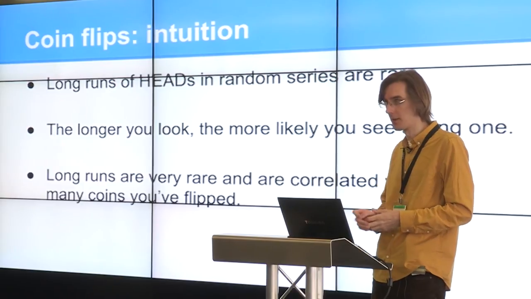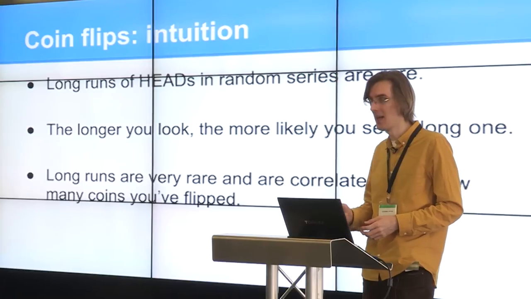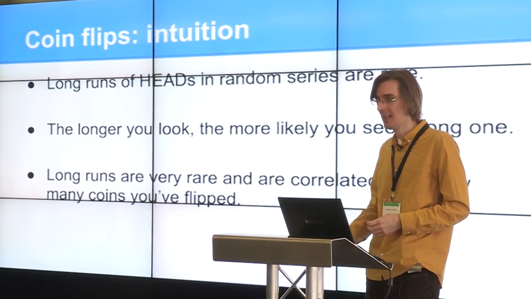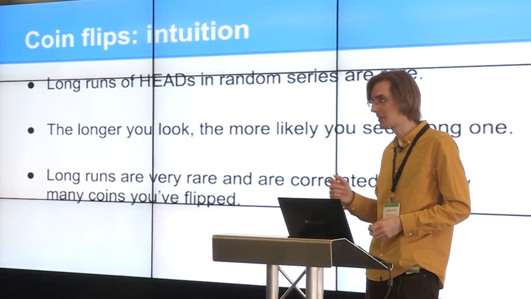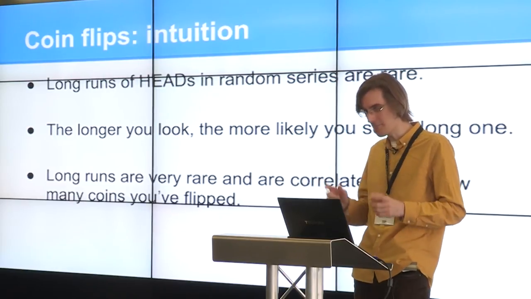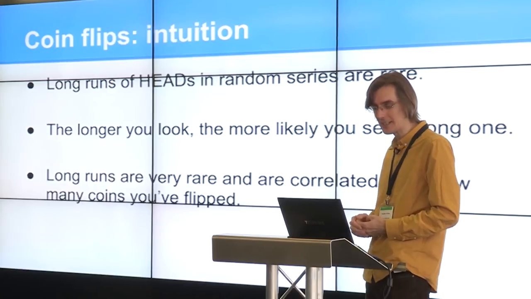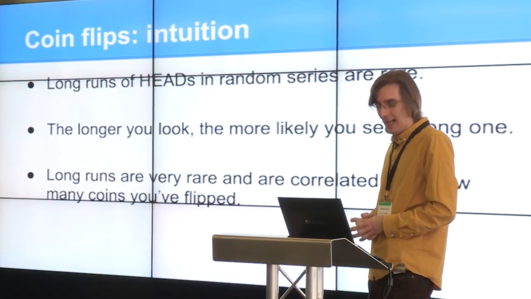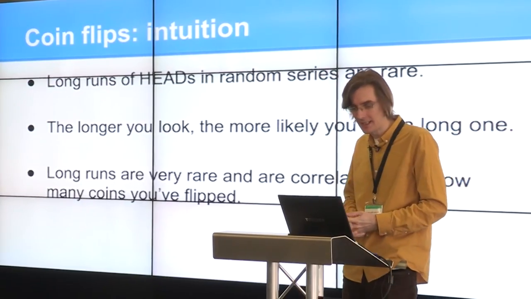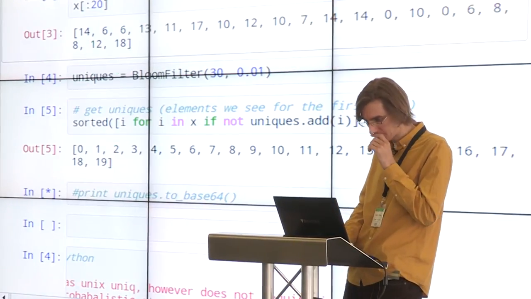There was a video of a guy who threw a coin and got 10 heads in a row on camera, and it was amazing on the internet. People said it's not a fair coin. But actually, he wrote that he was throwing the coin continuously for 9 hours, and it just happened at the very end. I know they were filming it for some scientific purposes. So these long runs are very rare, and they're correlated with how many coins you have flipped. So how does it work?